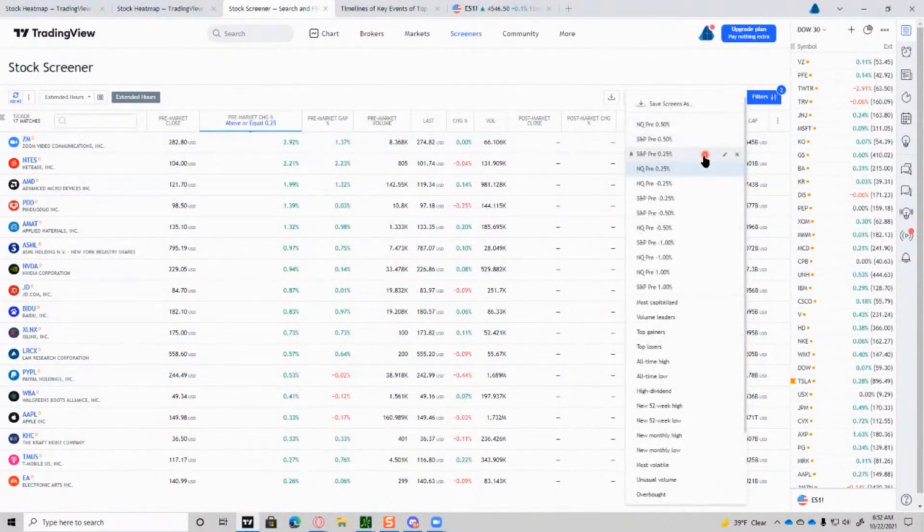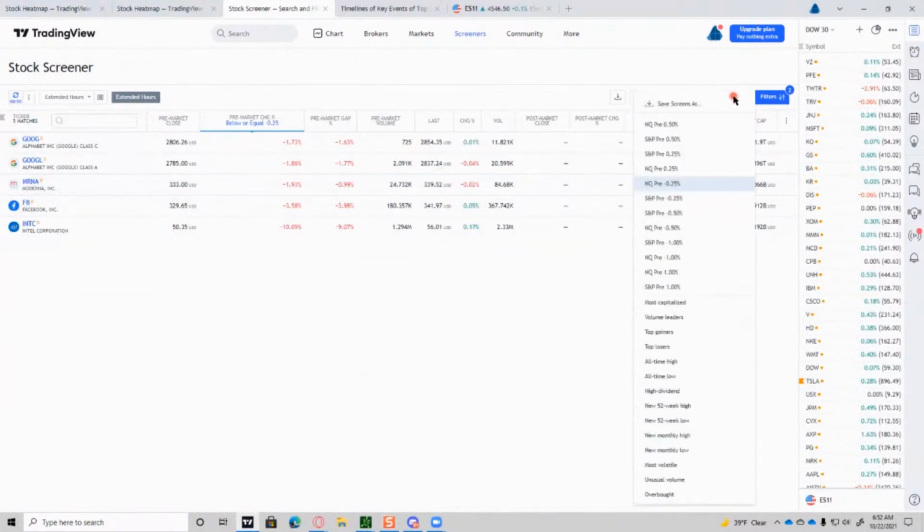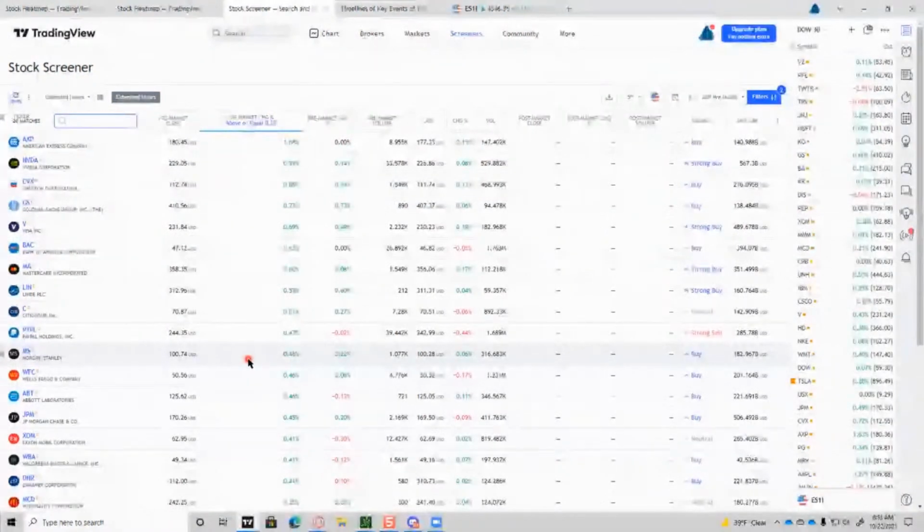And just to peek, just to fuel my own curiosity, what's the negative? How many names are down in the pre-market at least 0.25%? 5. Facebook, Google, Intel, and Moderna. It's not that bad. S&P. How many names in the S&P are up at least 0.25%? 28. 28% of the S&P is up at least 0.25% this morning. Those are good numbers. It's holding the line.